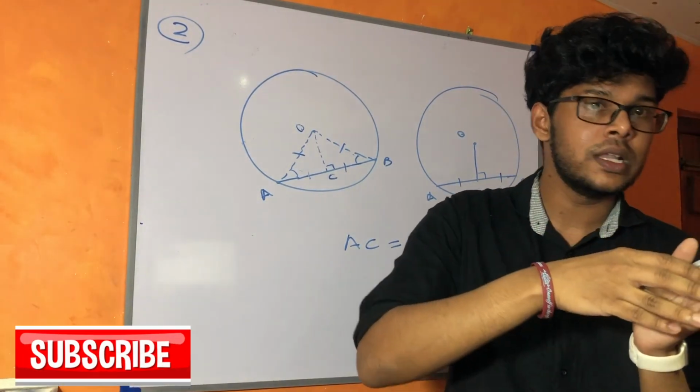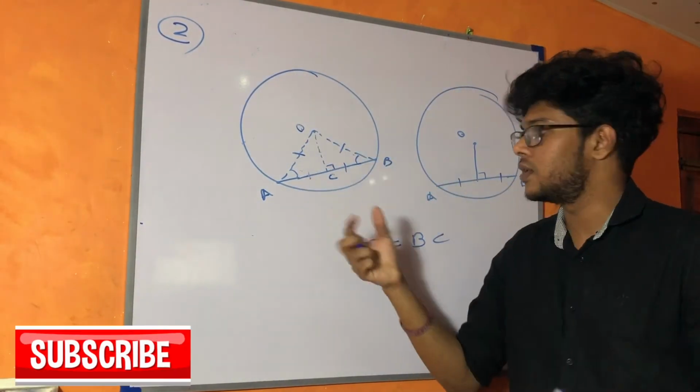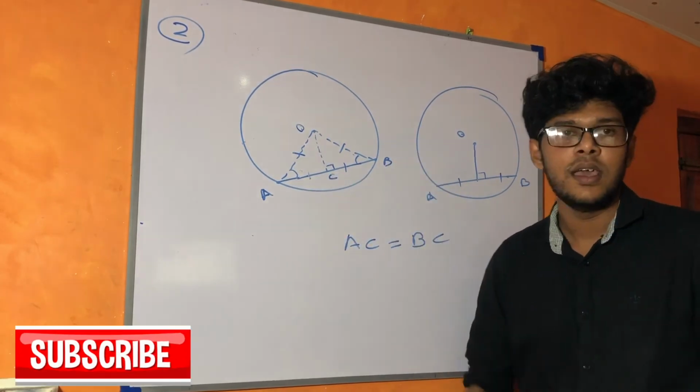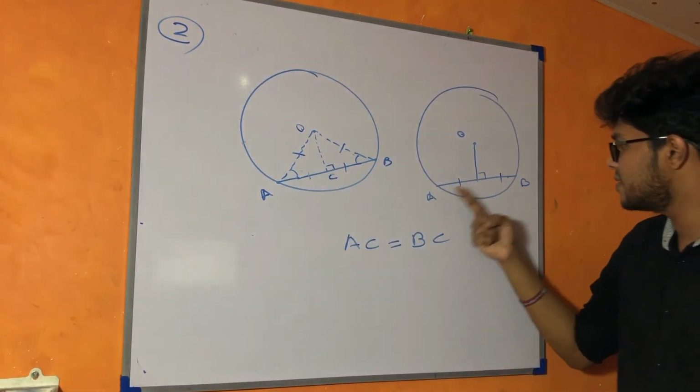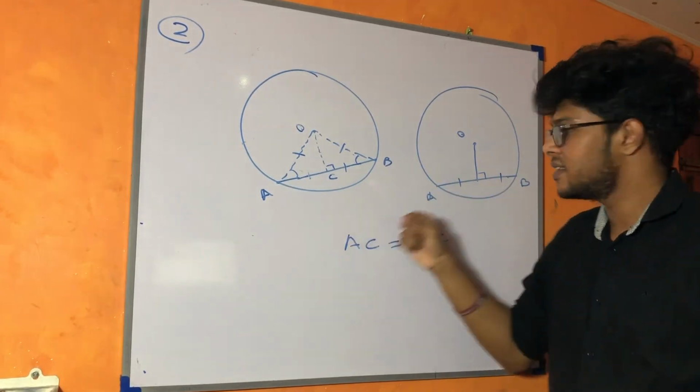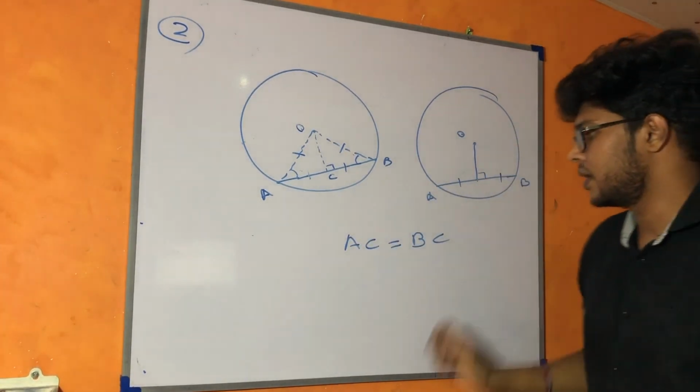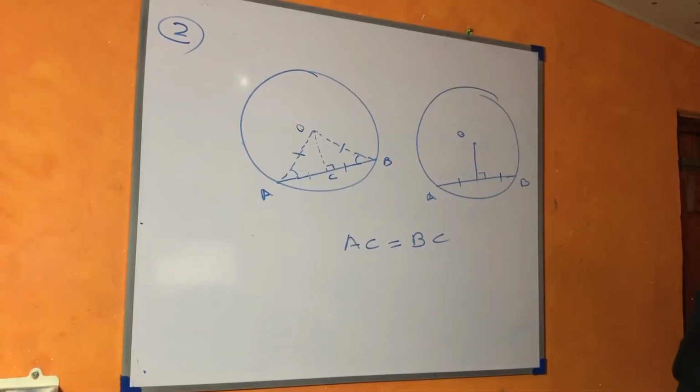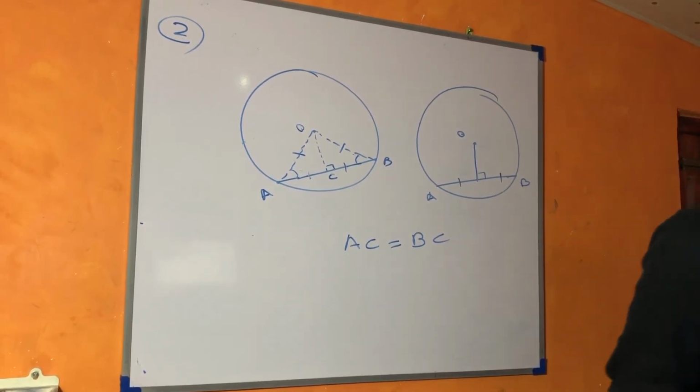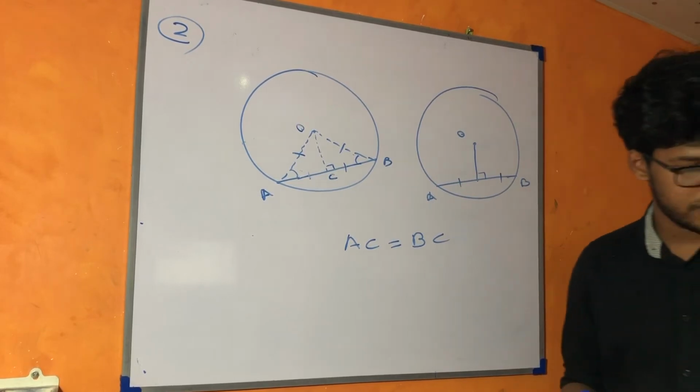If it is perpendicular, the lengths are going to be equal. AC is going to be equal to CB. If AC is equal to CB, then this line is going to be perpendicular to the chord. The theorem is: the straight line joining the center of the circle to the midpoint of a chord is perpendicular to the chord.